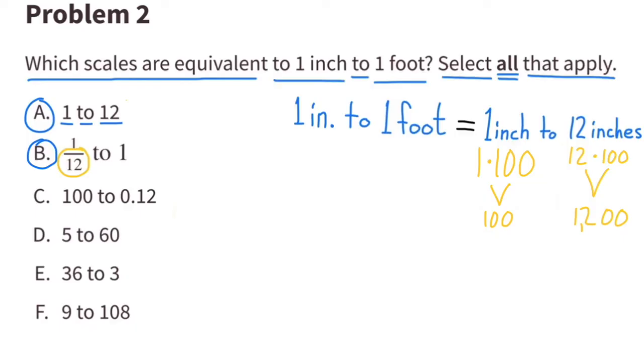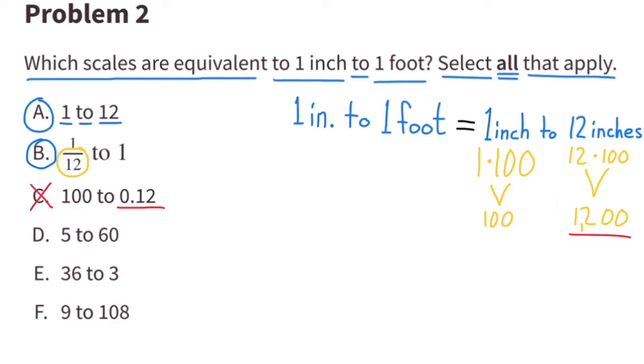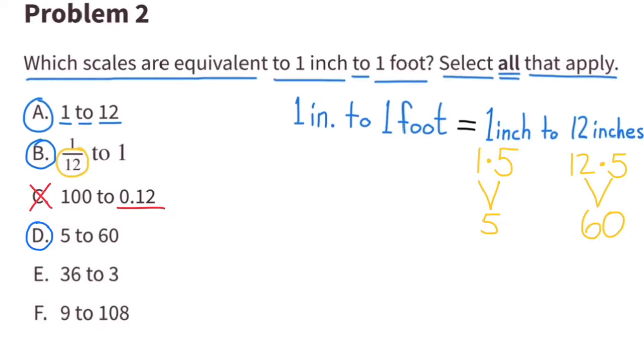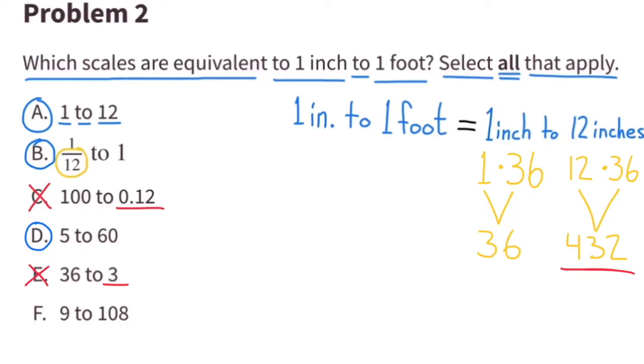1 inch times 100 equals 100 inches, and 12 inches times 100 equals 1,200 inches. Since 1,200 inches is not the same as 12 hundredths of an inch, C is not equivalent. 1 inch times 5 equals 5 inches, and 12 inches times 5 equals 60 inches, so D, 5 to 60, is equivalent. 1 inch times 36 equals 36, and 12 times 36 equals 432. Since 432 does not equal 3, E is not equivalent.